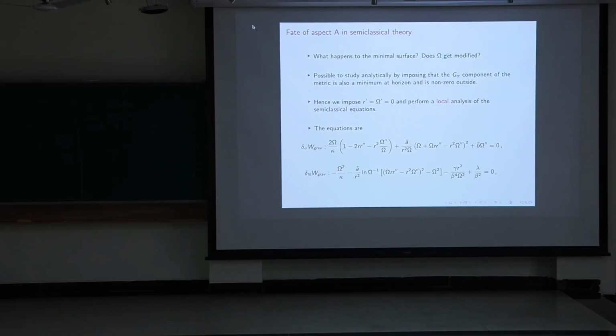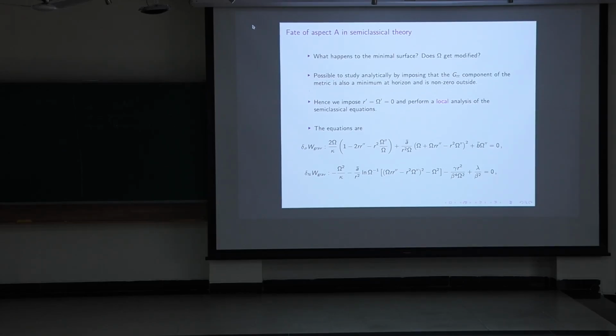Okay, so what happens, what about this aspect A? What happens to the minimal area surface? We knew that for Schwarzschild, for r prime equal to 0, omega was 0. You can also study that by imposing this condition. You want to actually only impose r prime equal to 0, but for the sake of analysis, we had to also impose the condition that the g_tt component of the metric is minimum at the horizon. We want to get rid of it, but for that you need to do numerical computations. Then you can plug in these conditions in the previous equations.